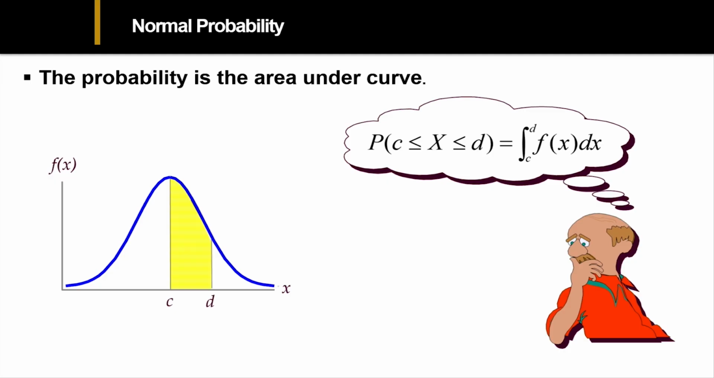So again, since it's a continuous random variable, the probability given a range is the area underneath that curve. So the probability that x, whatever value that is, falls between the lower bound of C and the upper bound of D can be expressed in calculus to find that area underneath the graph.